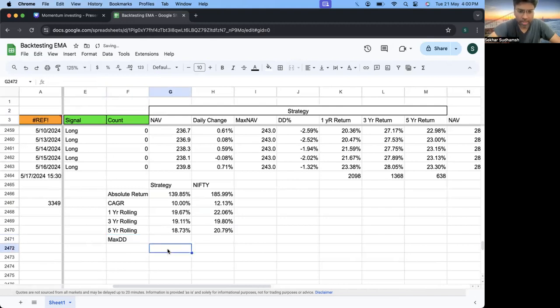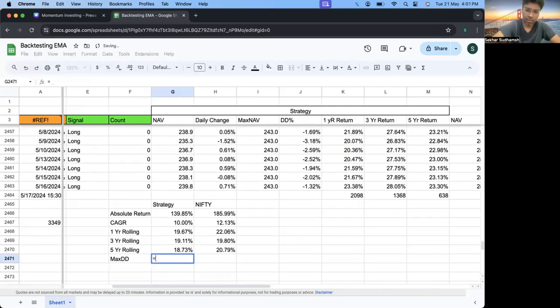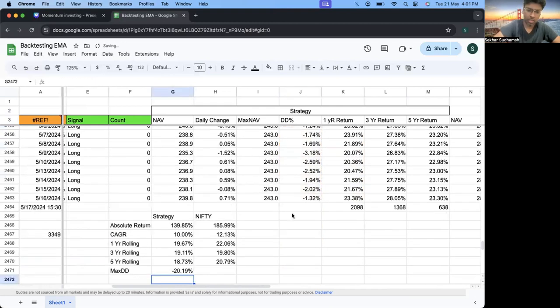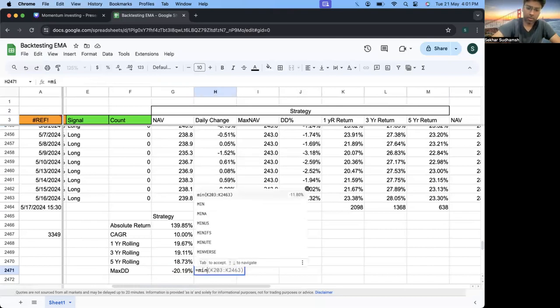We also need to compare not just the returns, but also the risk that we're going to take in both of the strategies. If your strategy is having a lesser drawdown, then it means that it is taking lesser risk. So let me calculate what is the maximum drawdown that our strategy has endured. So our strategy had endured a maximum drawdown of 20% for the last 10 years. Let me do the same thing for Nifty.